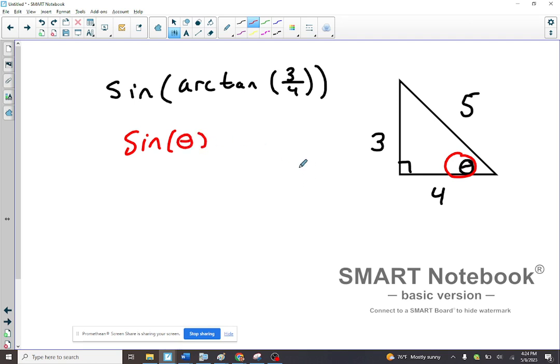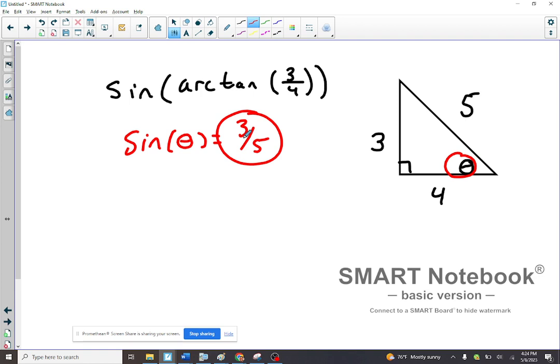But we need a calculator. No, you don't, because I don't need an actual theta. If I have sine of theta, I can visualize it literally. Sine is opposite over hypotenuse, so it's just 3 over 5. But you have to know that it's a 3, 4, 5 triangle, or use the Pythagorean theorem.